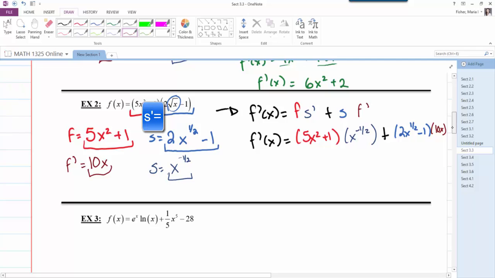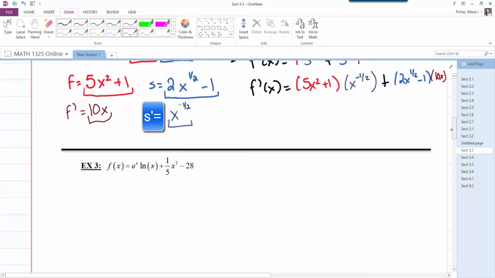Let's go on to example 3. Now, example 3 is tricky. Be really careful when you're doing your derivatives. Make sure that you're paying attention to all the terms. Now, notice in example 3, I've got some plus and minus signs here. So I might think, well, I don't have a product. But if we look carefully, right here we have e to the x times the natural log of x. So this first term right here is actually a product. So that first term is going to need the product rule applied to it.